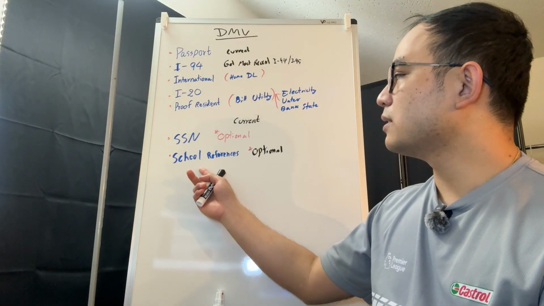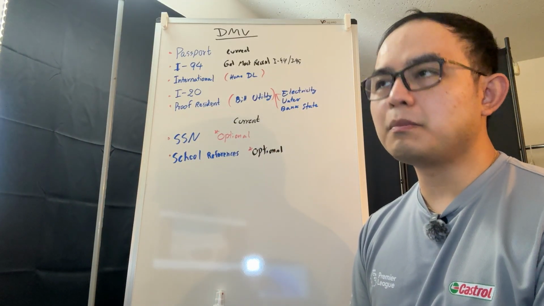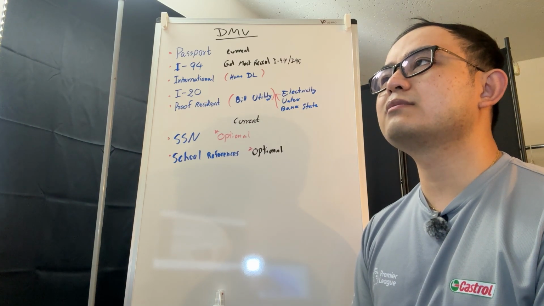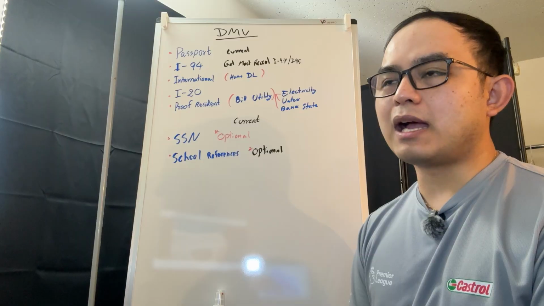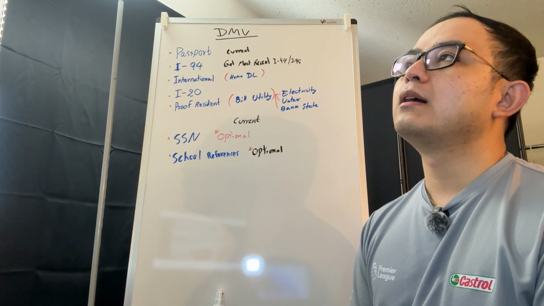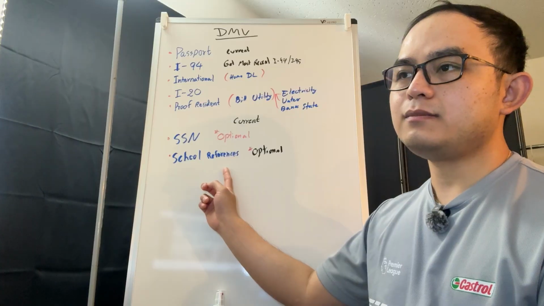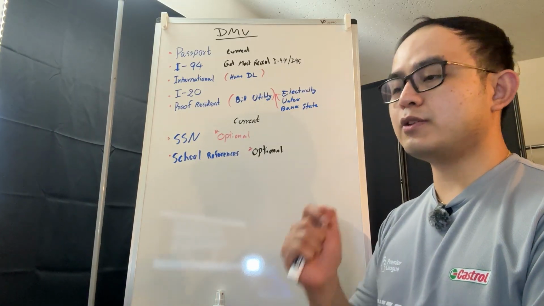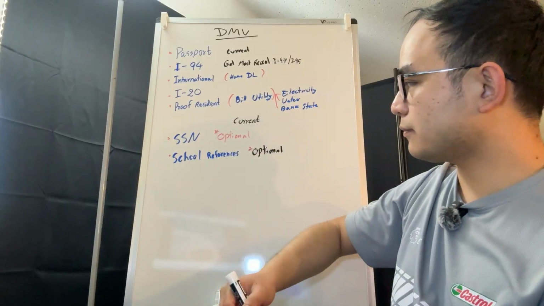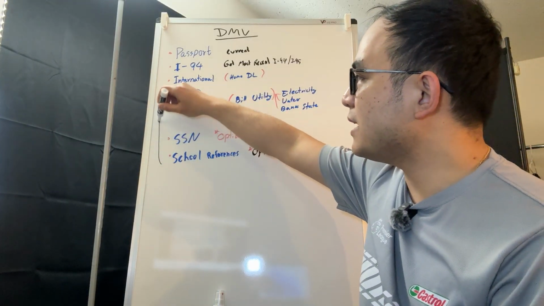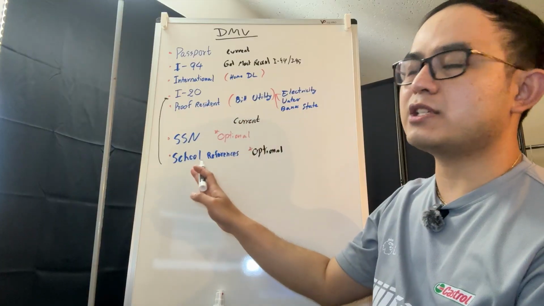Last thing, school reference is optional too, but it depends on the school and the area too. It's very helpful if you have this one. For example, it's related to your I-20. It's an option. You might need it or might not. It's okay, but if you're a student, it might help you a lot.